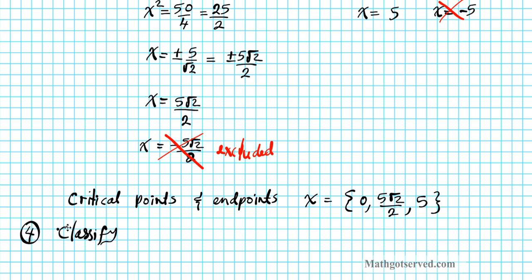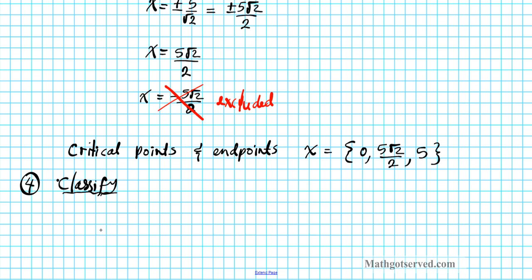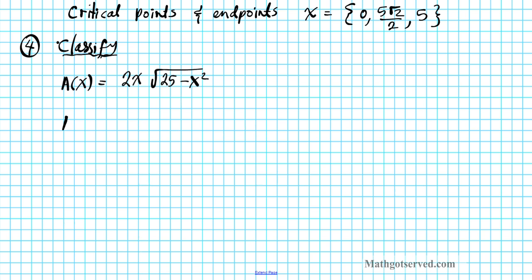All right, so what is our area function again? Let's go ahead and pull that up. Our area function, A of x, is equal to 2x times the square root of 25 minus x squared. So we're going to evaluate the area at these potential extremas. A of 0 is 2 times 0 times the square root of 25 minus 0 squared, and you can clearly see that this is 0.